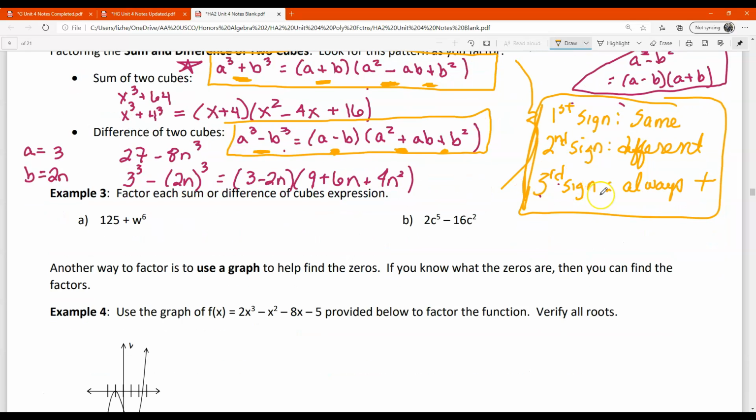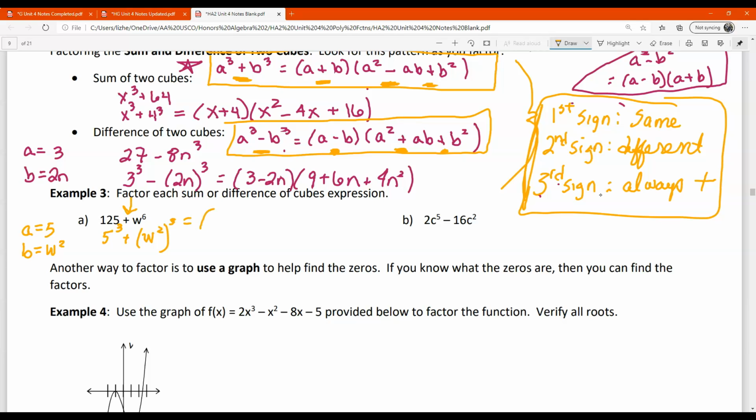We have example 3: 125 plus w to the 6. So 125 is going to be 5 cubed. And w to the 6 is going to be w squared cubed. If I do w squared cubed, I have w to the 6th. So both of these have to be cubed. So in this case, a is 5 and b is going to be w squared. It's the sum because we have a plus sign.